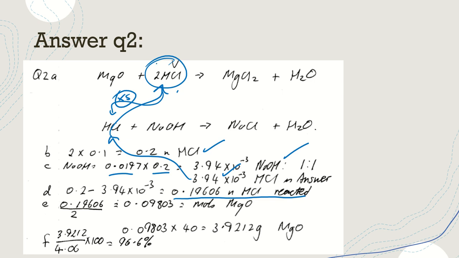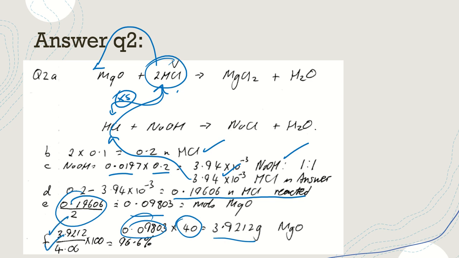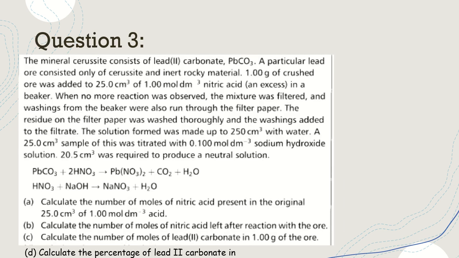That allows me then to get the moles of magnesium oxide that were in the reaction vessel. So it's the moles of hydrochloric acid divided by 2, which gives me this value here. And then very simply I'm looking to work out percentage purity. So I convert my moles of magnesium oxide by multiplying by the RFM of magnesium oxide, and then the percentage purity of magnesium oxide is the mass of pure magnesium oxide in the entire mass of the sample, which gives me 96.6% purity.